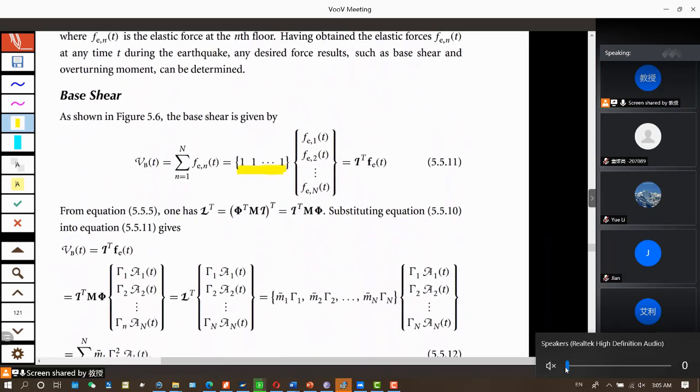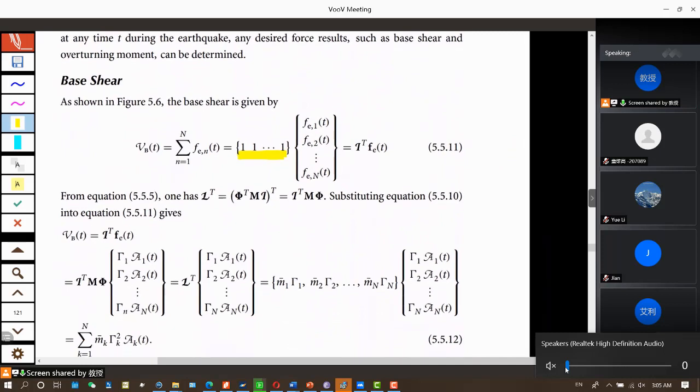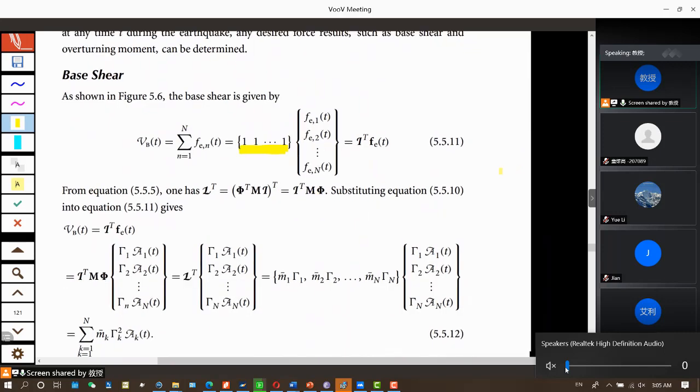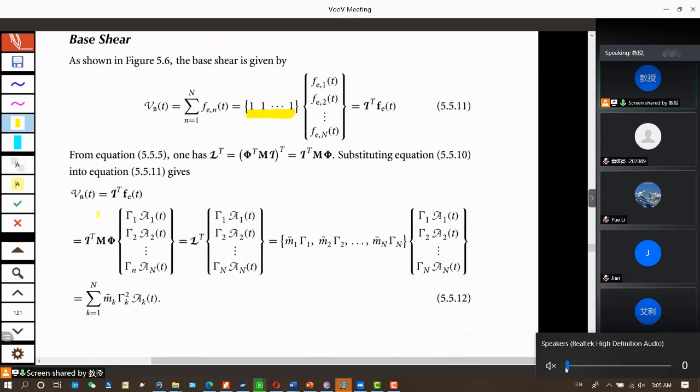we end up with this result. So we need the modal mass, modal participation factor, and spectral acceleration. Okay, the overturning moment is H times F, summed up for all the stories. Okay, so that's easy to obtain. Now we find the maximum value.